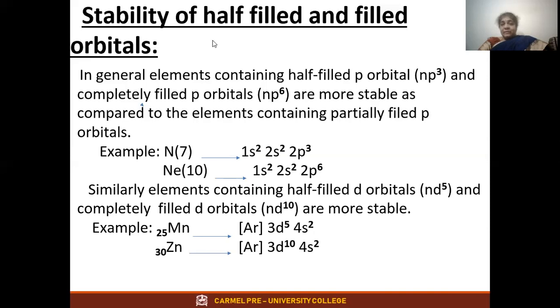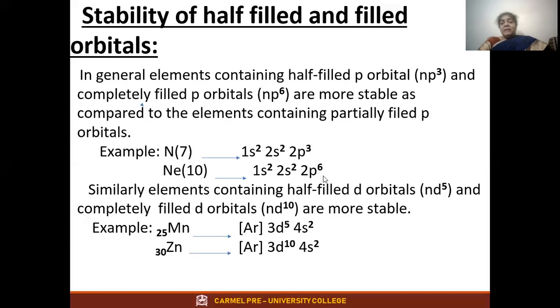This is one of the rules for writing the electronic configuration. We always prefer the half filled or completely filled state of orbitals rather than the partially filled state, because the partially filled state is not stable enough. Okay, so please take down this example, students.